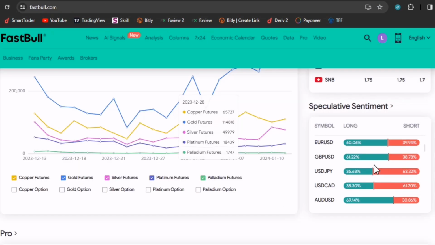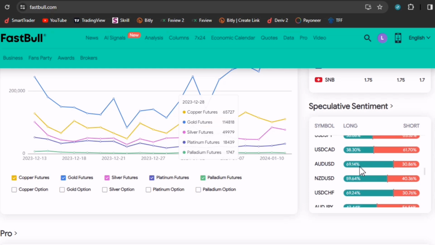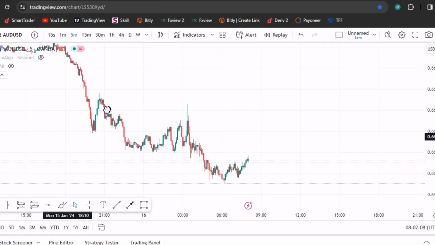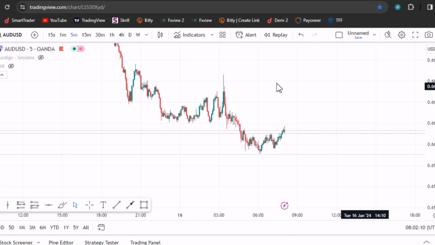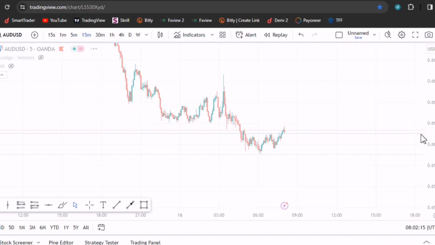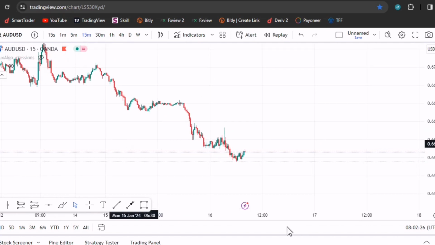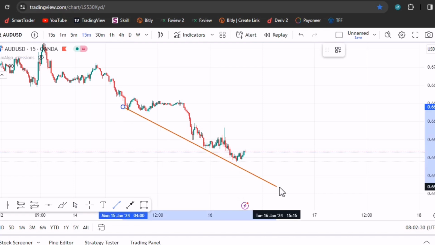Another pair. There are a lot of pairs. You can just scroll right here. Check AUDUSD, 69% on one side. Let's check that one. On AUDUSD, see that price is on a strong downtrend. Let me check the 15 minutes time frame. We have a clear picture right here.